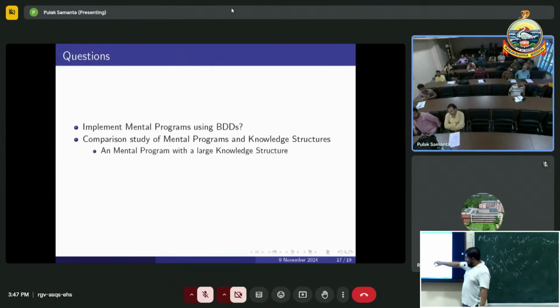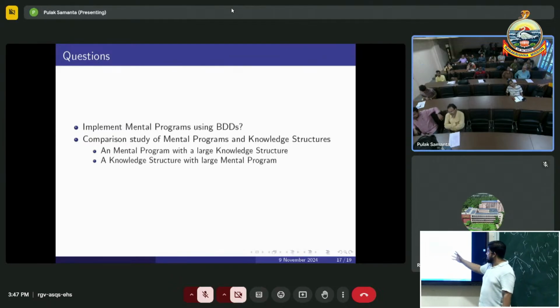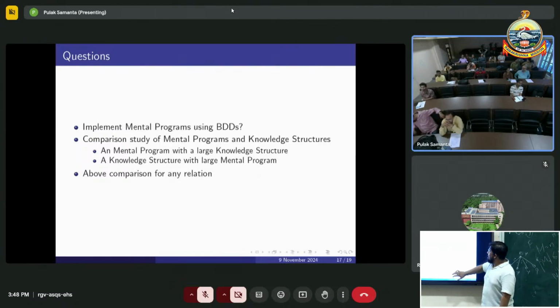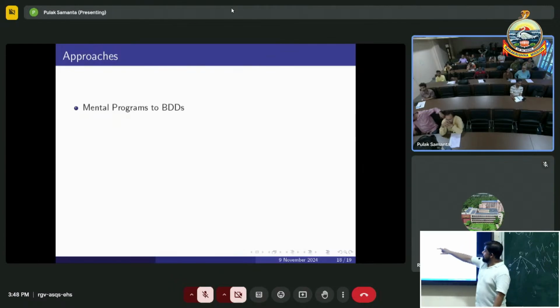Okay, so as I was saying, for a mental program with a large knowledge structure, we can also find a small knowledge structure with large mental programs. We have also extended this, not for S5 only, but for any relation. So you go through any relation. One approach we are trying now is translating mental programs to BDDs, because knowledge structures have already been implemented.